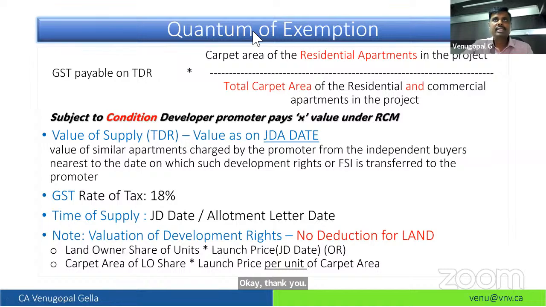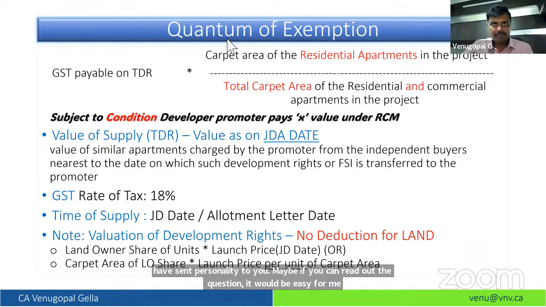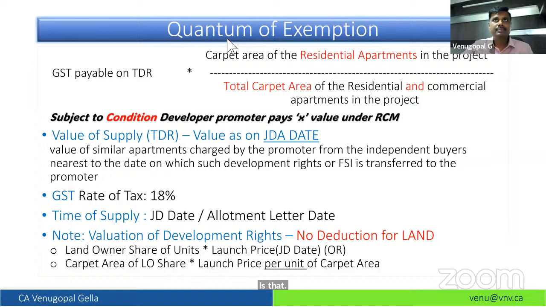Any other questions? Excuse me, sir. Yes, sir. Sir, Praveen sir has asked some questions in the chat box, as well as another, Srinath sir. Both of them have asked the questions in the chat box, sir. It is not showing up to me. I don't know whether they have sent personally to you. Maybe if you can read out the question, it would be easy for me. Yes, sir. Praveen sir, you can ask the question, whatever doubt you are having. Sir, good evening, sir. Good evening.